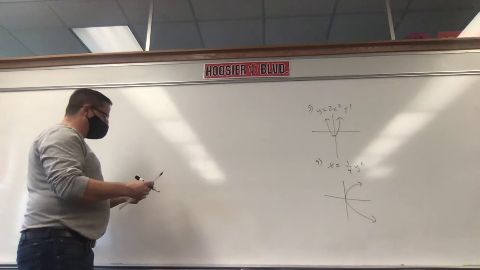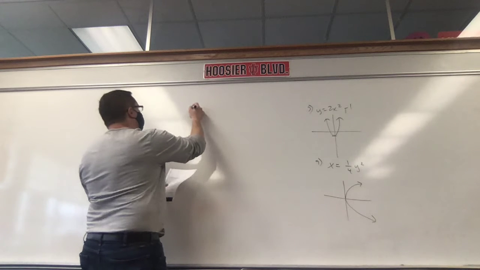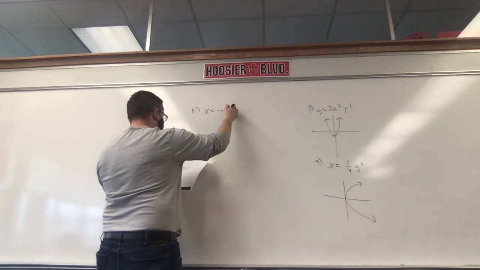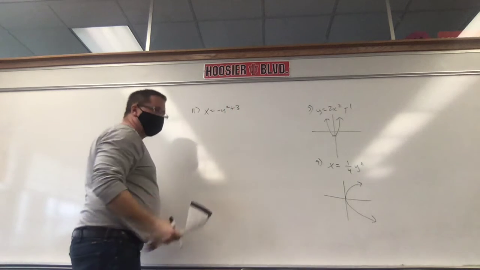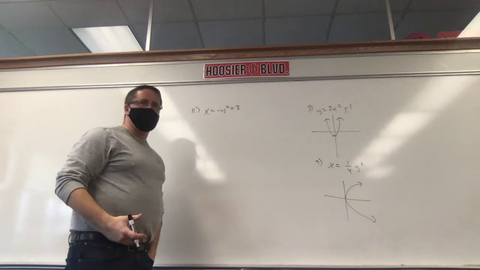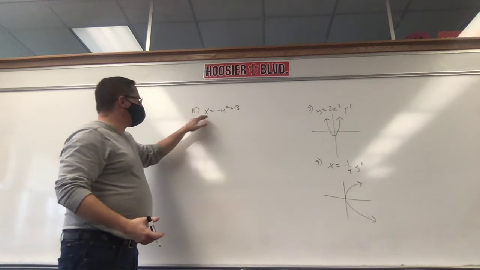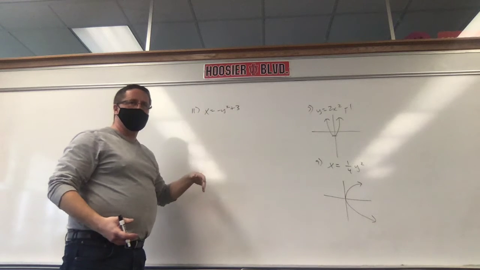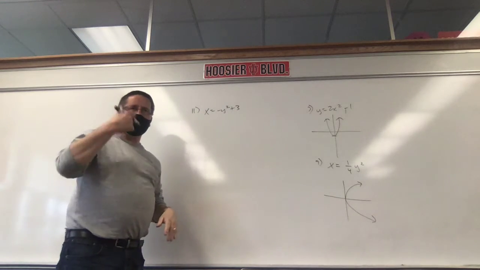All right, on the back, number 11. Okay, it says x equals -y squared plus 3. You got to be careful on this one, okay? It's x equals, not y equals, okay? If it said y equals -x squared plus 3, if the x and the y were switched, that plus 3 would move it up 3.